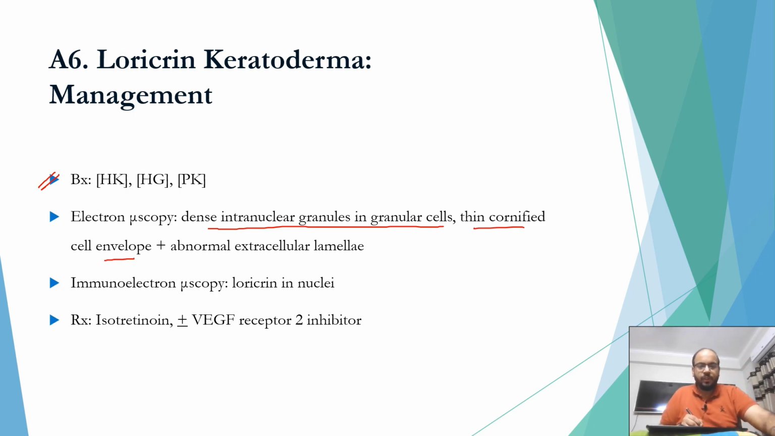In immune electron microscopy, you can actually see loricrin in the nuclei. That means it is there in the nuclei, but it's not there at the cell membrane. It has to reach the cell membrane to form the cornified envelope, but it's not going there because it is mutated.